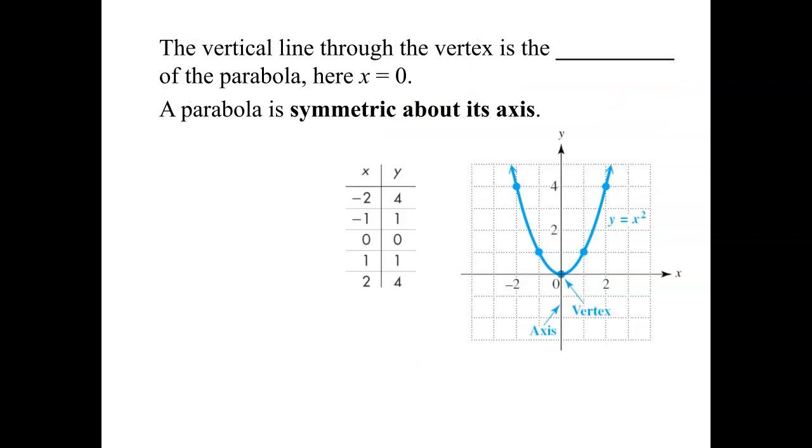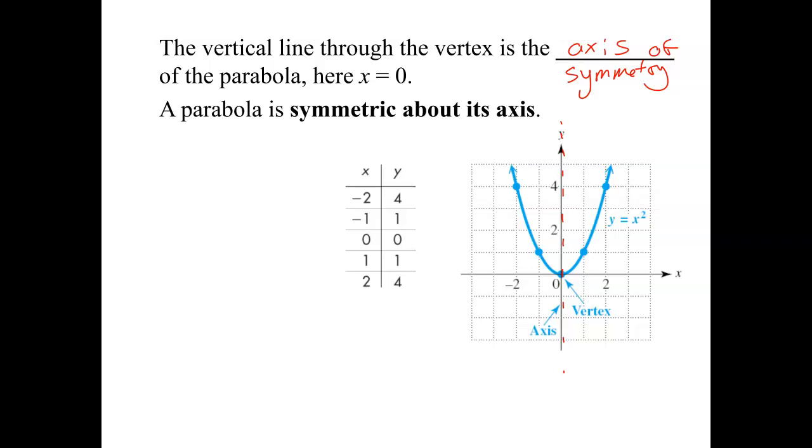The other key feature we have is our axis of symmetry. Okay? So the vertical line that runs through the vertex is the axis of symmetry. Okay? On our parent function, it's the y-axis. That's the vertical line that runs through it. Yeah, the y-axis. But as we move it, as we shift it left or as we shift it right, that axis of symmetry is going to move with the vertex.